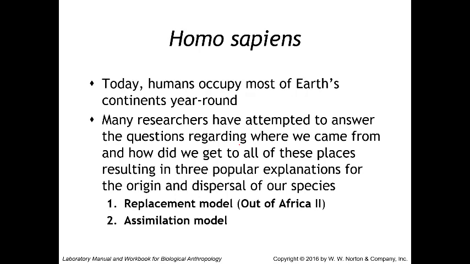So today, humans occupy most of Earth's continents year-round with the exception of Antarctica. Many researchers have attempted to answer the questions regarding where we came from and how we got to all these places, resulting in three popular explanations for the origin and dispersal of our species. One is the replacement model. Then we have the assimilation model. And I am missing, I think, the multi-regional model here.